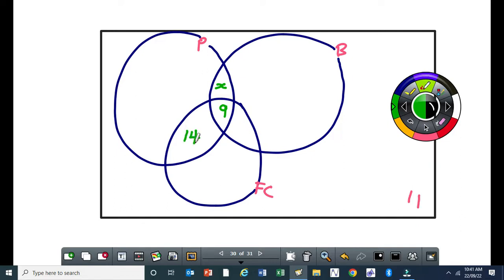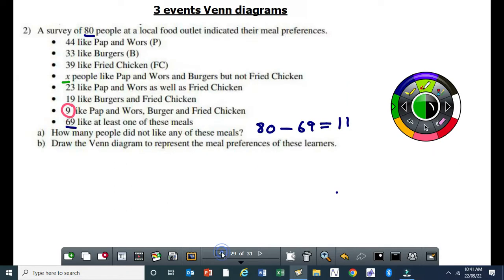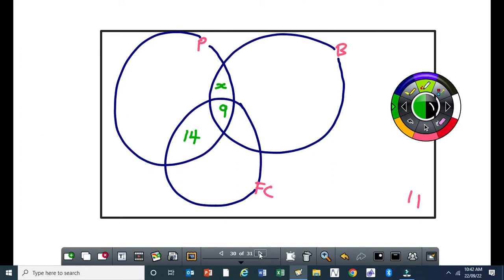14. Right? Then we have 19 who like burgers and fried chicken. Now it doesn't say they like burgers and fried chicken only. Therefore, out of these 19 here, it also includes those 9. So we have to subtract the 9 from 19, and then you get 10. Now that I've dealt with the intersections, I'm going to move on to specific events only.